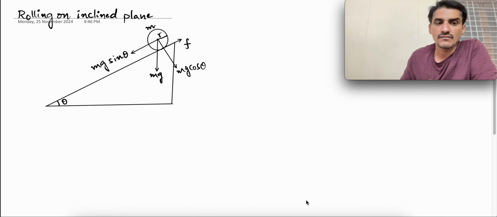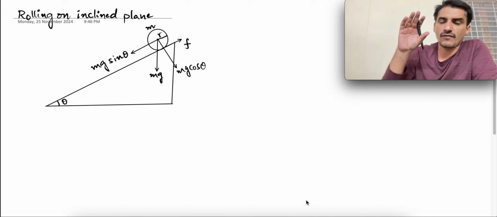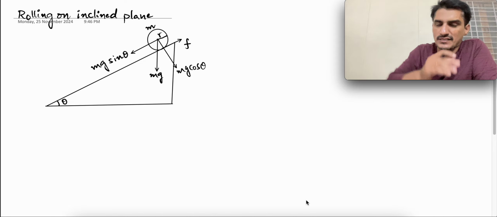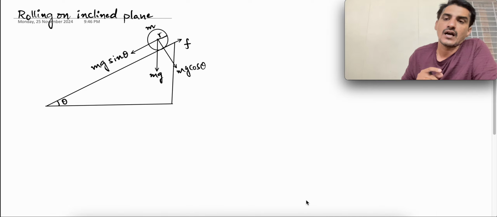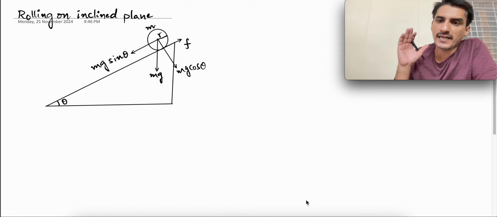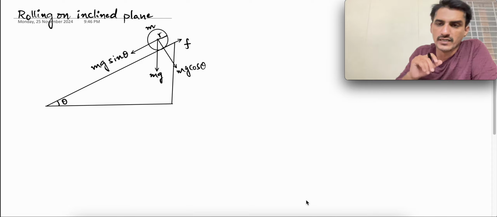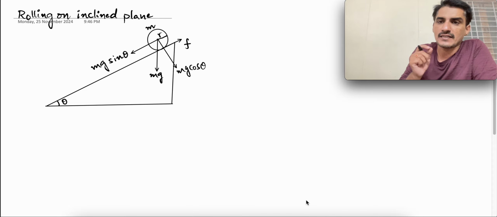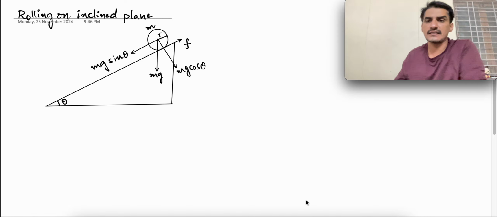Suppose an object is rolling from the top to the bottom of an inclined plane, and assume the angle of inclination is theta. Now my question is: why is it in rotatory motion? Why is it rotating? First of all, is it because of mg, the weight, or because of frictional force? If the inclined plane is very smooth, will it roll, or will it just translate? Here, let us discuss the answers now.